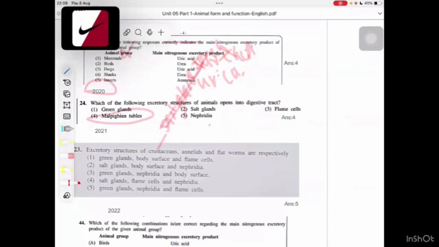Sorry, it's not salt glands, it's green glands. Green glands, not salt glands. Sorry. Annelids, what do annelids have? Do they have nephridia, Malpighian tubules, or flame cells? They have nephridia, right?